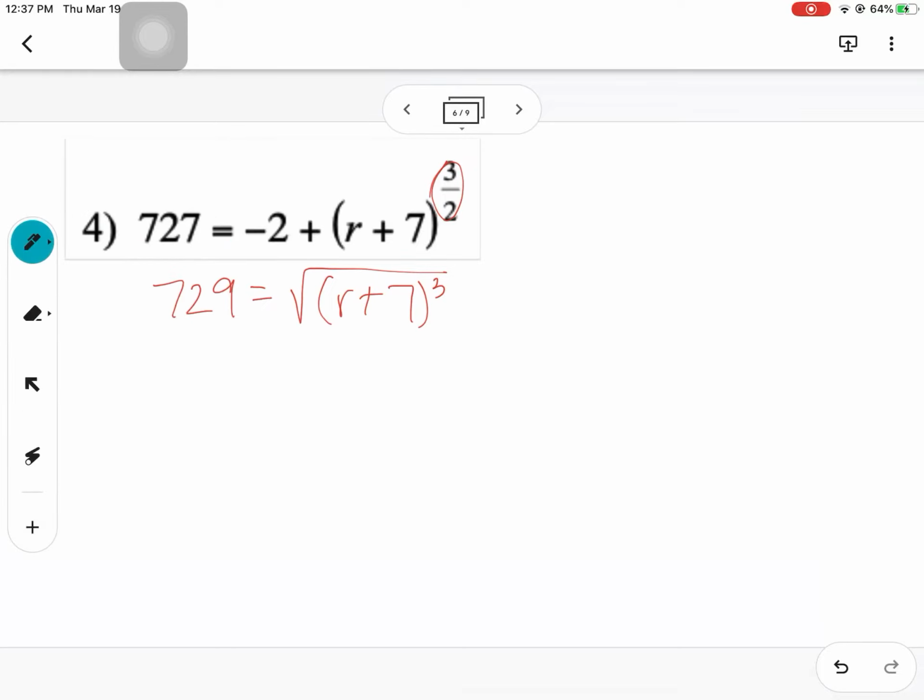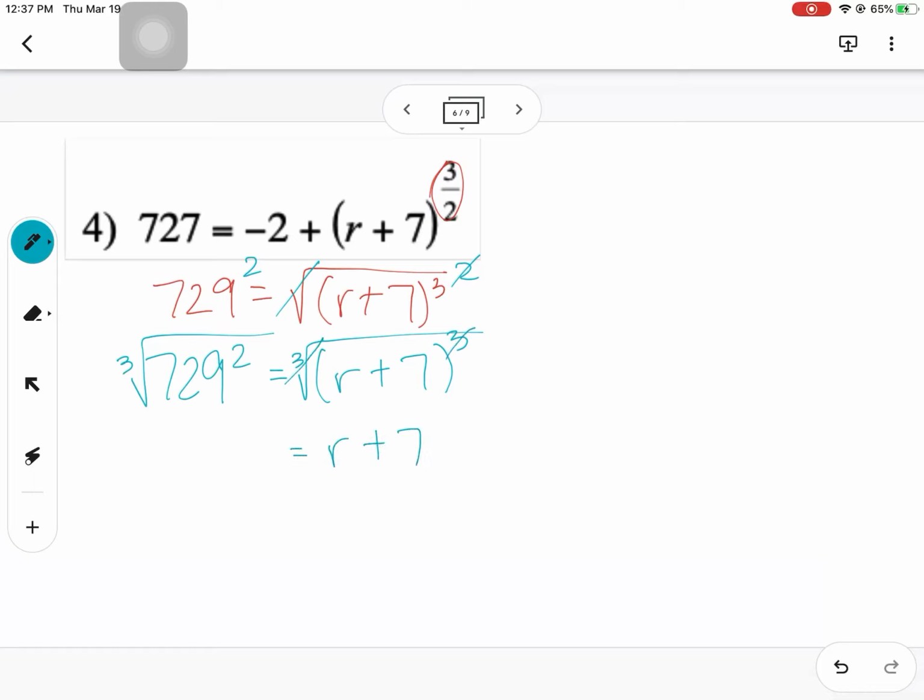And this is what we have talked about throughout the year. Undoing the square root, you're going to square both sides. 729 squared is going to be huge, so I'm just going to leave that for now. And here we have a cube that we can undo. We can cube root both sides. The cube and cube root will cancel, and you get r plus 7.